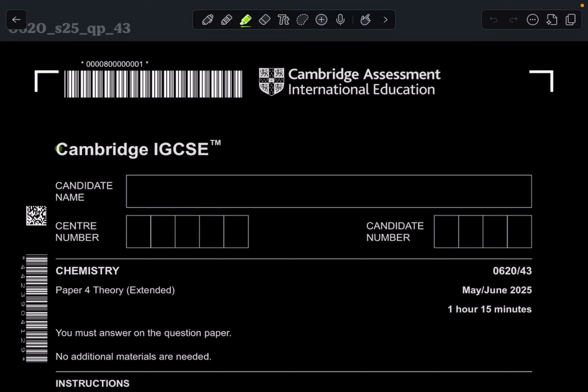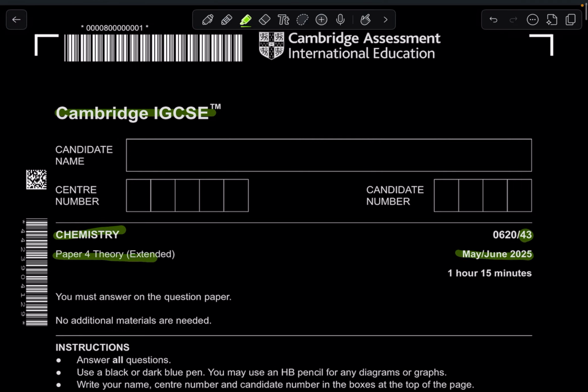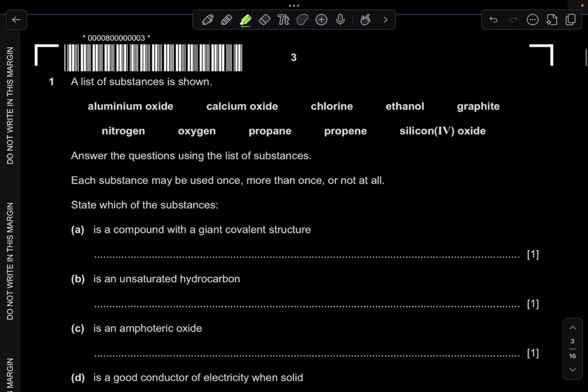So today we are going to be solving Cambridge IGCSE Chemistry Paper 43 Extended May June 2025. So let's get started with this paper. Okay, a list of substances is shown. We have aluminum oxide, calcium oxide, chlorine, ethanol, graphite, nitrogen, oxygen, propene, and silicon IV oxide. Okay, so let's see what the question states.